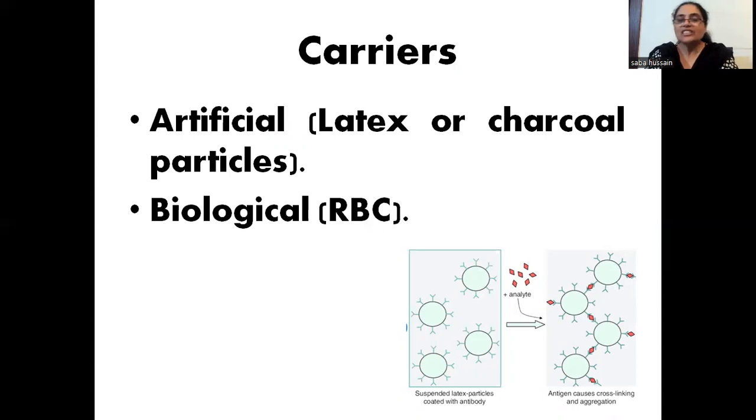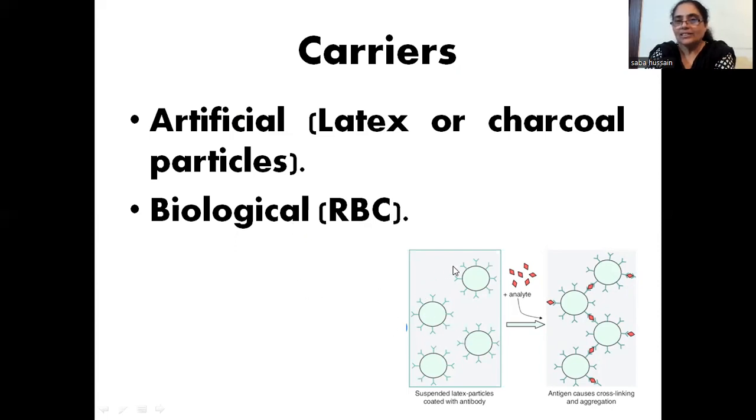So coming back to agglutination reaction, we need a particulate antigen. That is why it's very sensitive as compared to precipitation. And if antigens are not present in the form of particles, if they are not particulate, we try to make them particulate by embedding them on some artificial material like latex or charcoal, and in some cases we even use biological material, that is RBC. So we use carriers in this case to make the antigen particulate.